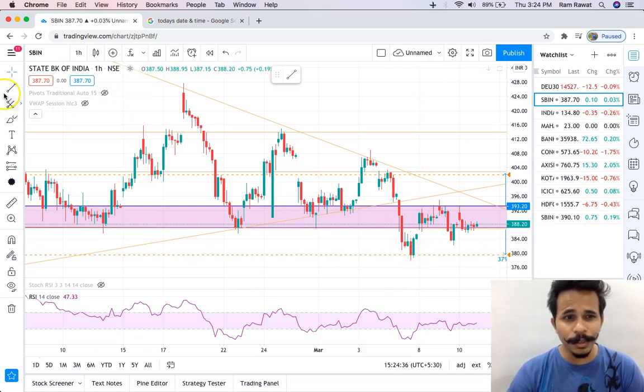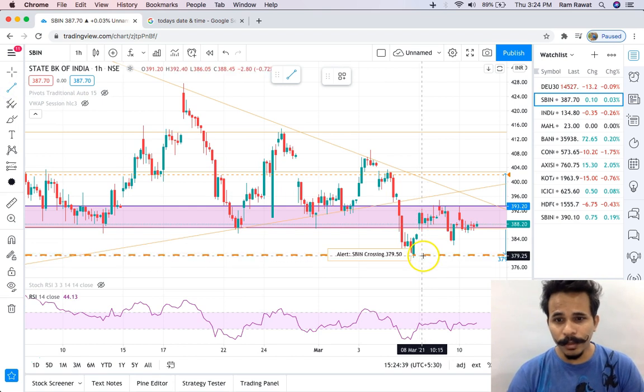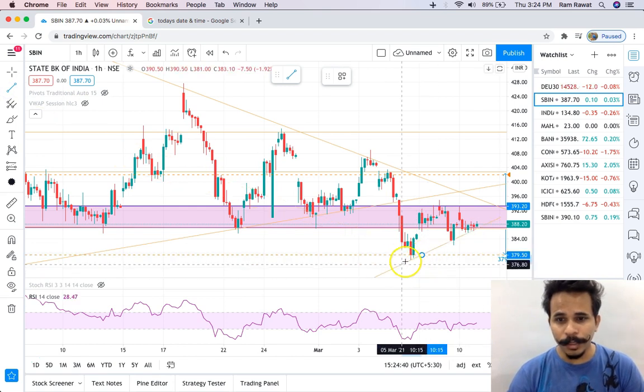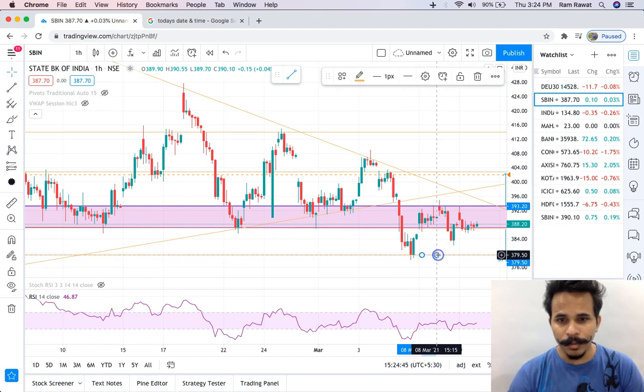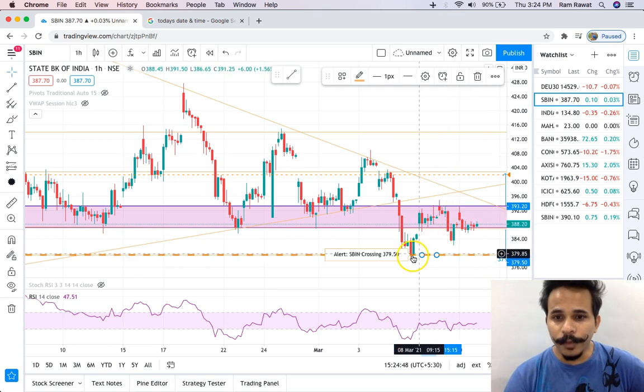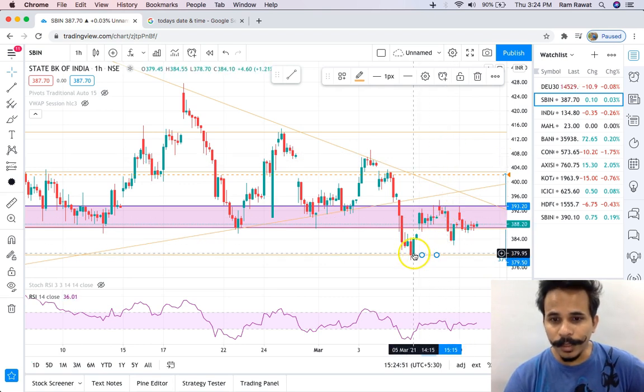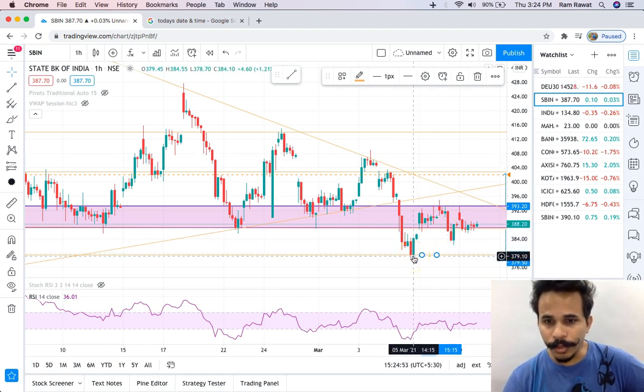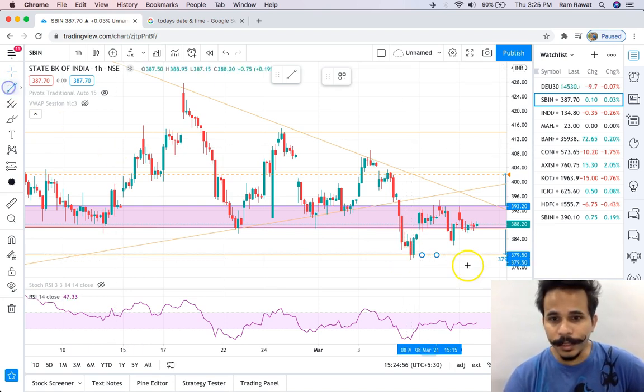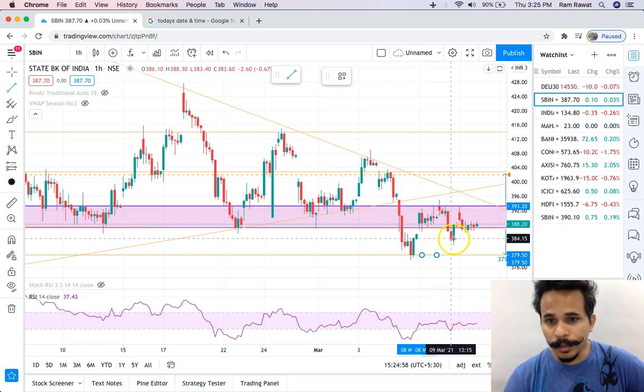I can just draw a simple line over here. So this is an important level, around 379, something like this. And if you see the stock after this day, from the end of the 5th of March, the stock is getting resistance at this point, then at this point, and then somewhere here. So there is a support trend line here.